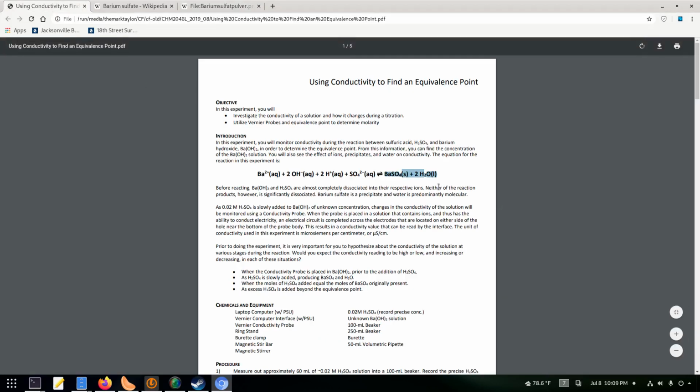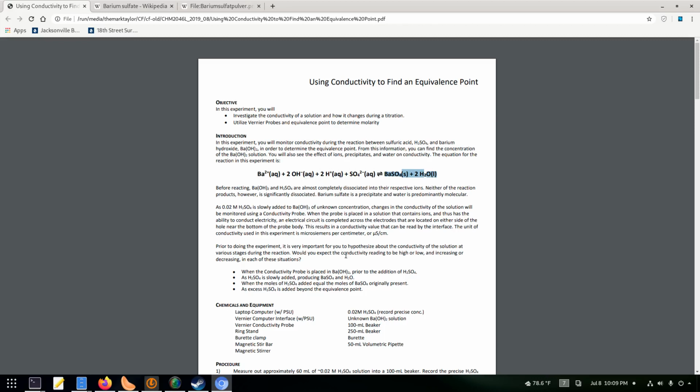What we're going to do instead is we're going to realize that neither one of these, pure distilled water and the barium sulfate, would have any electrolyte properties whatsoever. It will not conduct electricity. Yet both the titrant and the titration material would. So these guys both conduct electricity.